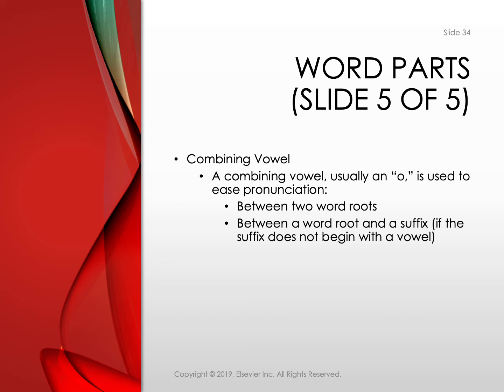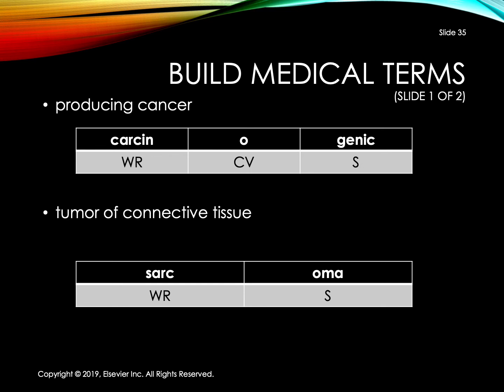So let's look at a couple examples. One we've already seen before, carcinogenic. Okay, so carcin or carcino is the root word. The O is the combining vowel, and then genic is the suffix pertaining to a new cancer. Carcinogenic, pertaining to a new cancer. Or the example of sarcoma, like I gave before. Sarc being the root word and oma being the suffix.